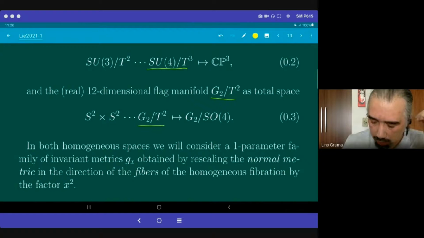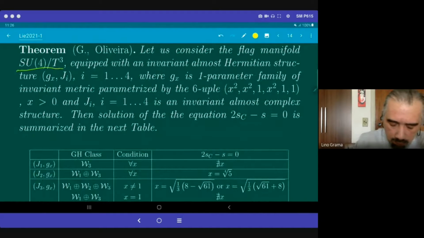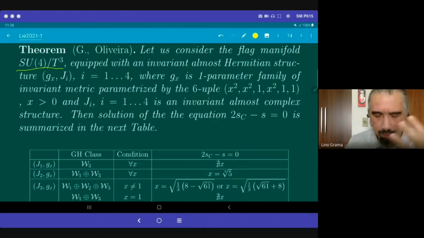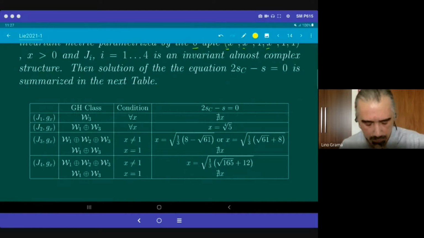Okay, and for this family, in the case of SU4 over T3, there are 4 invariant almost complex structures up to equivalence. And the metric is given by 6 parameters. But here we keep the 1 in the base. This is the normal metric, and we rescale the metrics on the fiber. They have 3 parameters, but the same number. And we have this table for each of the invariant almost complex structures.